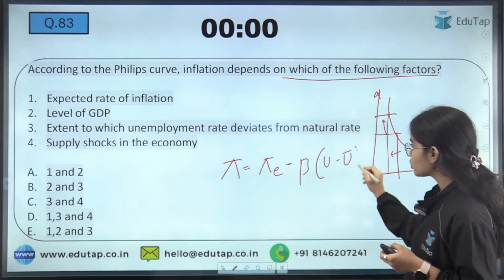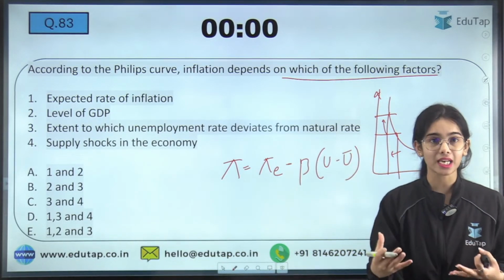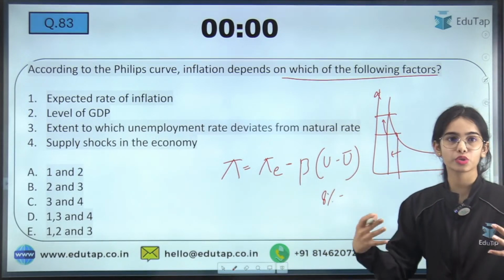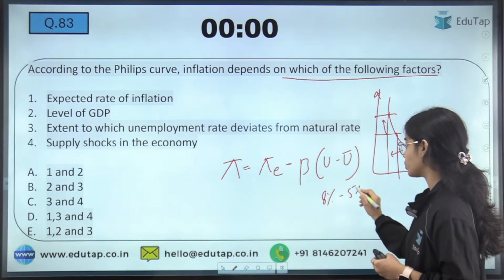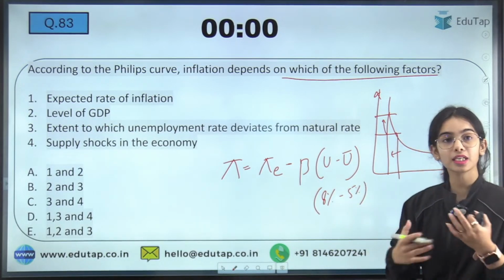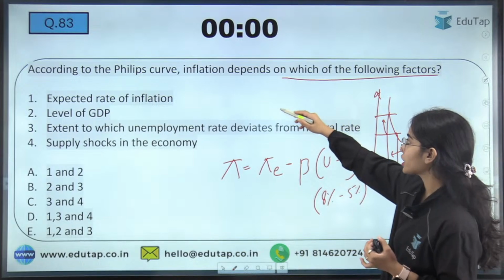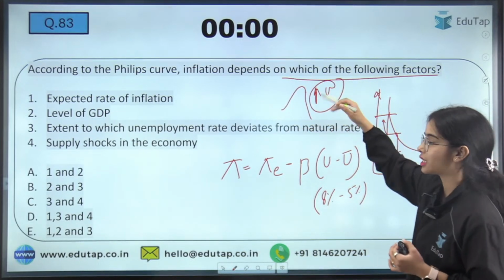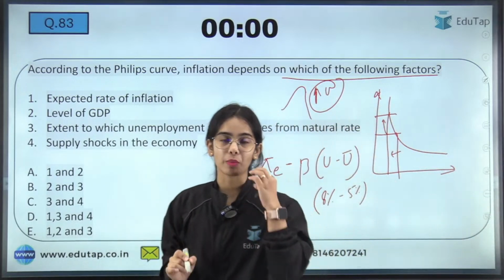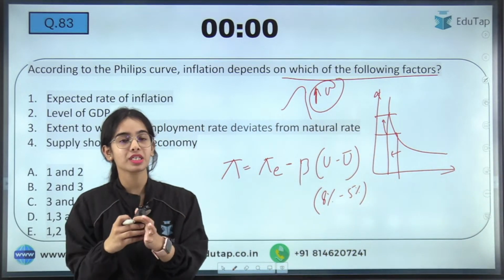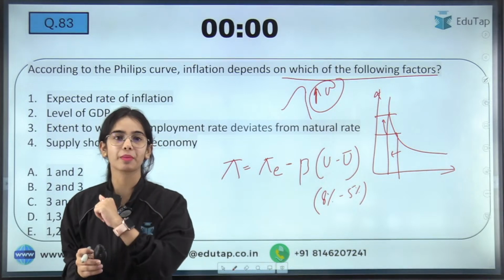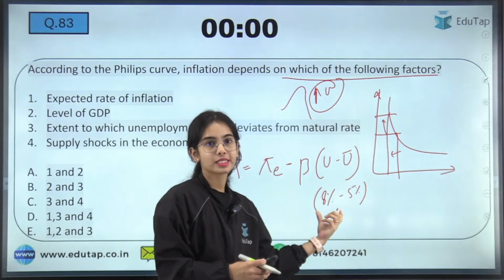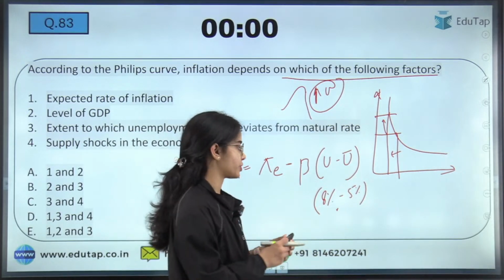the deviation of the unemployment rate from the natural rate. Let's say the current unemployment rate is very high, say 8%, while the natural rate of unemployment that should sustain in the economy is only 5%. That means cyclical unemployment is coming, so your current unemployment is higher than the natural rate of unemployment. That means a recession or depression is coming in the economy, due to which there is high unemployment.